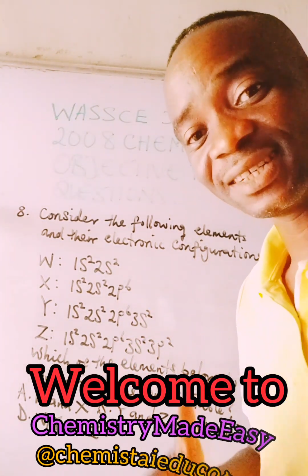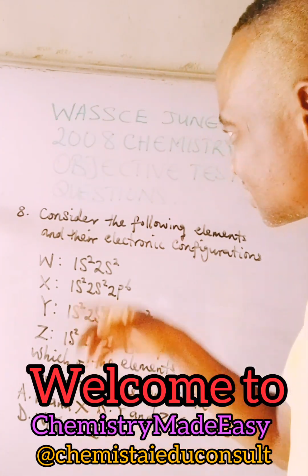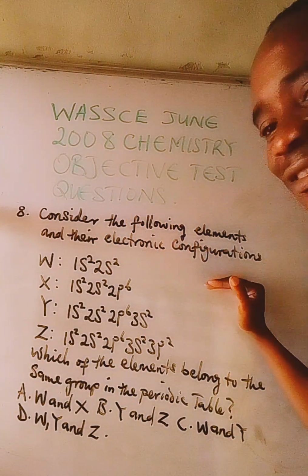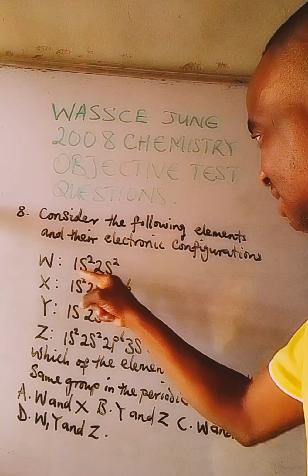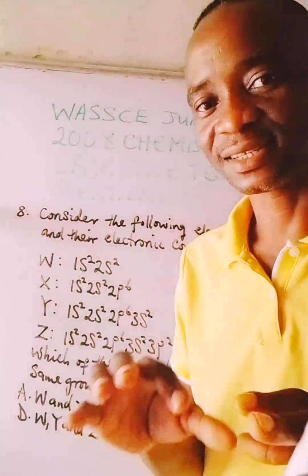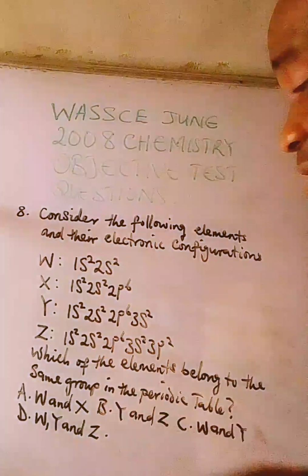This particular question is so interesting. Consider the following elements and their electronic configurations. Element W has this, X has this. So electronic configuration is the arrangement of electrons in the orbitals of the atoms.